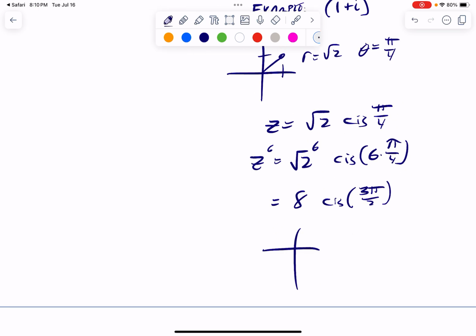And if we visualize that, 3 pi over 2 is the direction that points straight down. So we would be 8 units straight down. This is equal to negative 8i. We're going down 8 units in the imaginary direction.